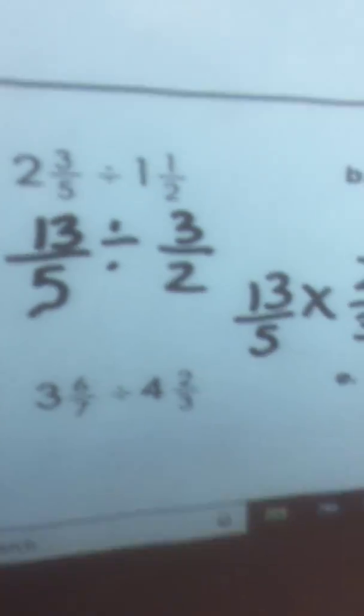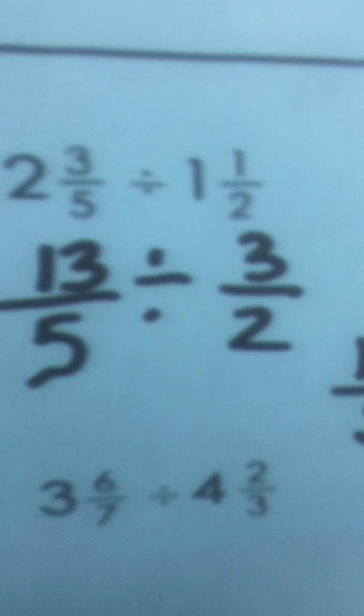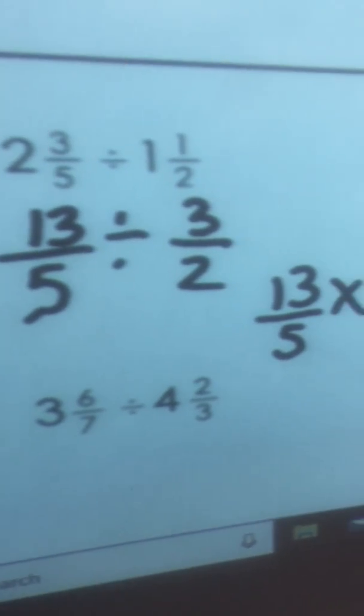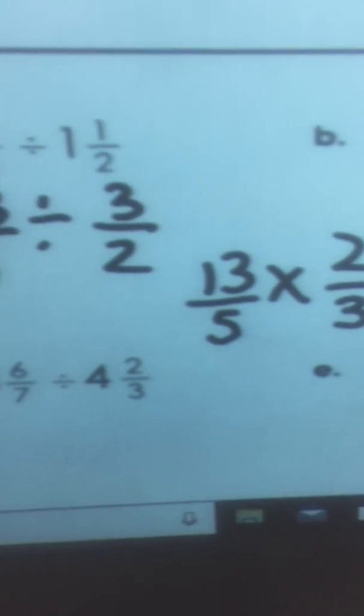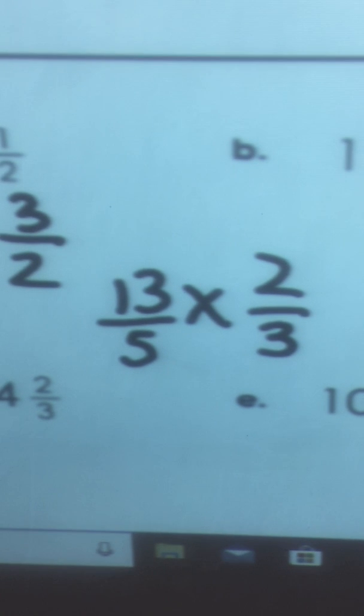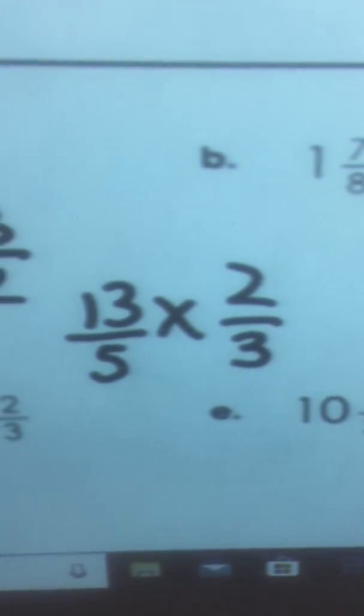So multiplying and dividing fractions, in my opinion, are a lot easier, okay? So change it to an improper fraction first when dividing by fractions. Here's a tip: keep, change, flip. Keep that first fraction, and then change that sign, and then flip the fraction, and then simply multiply numerator times numerator. 13 times 2 is 26.